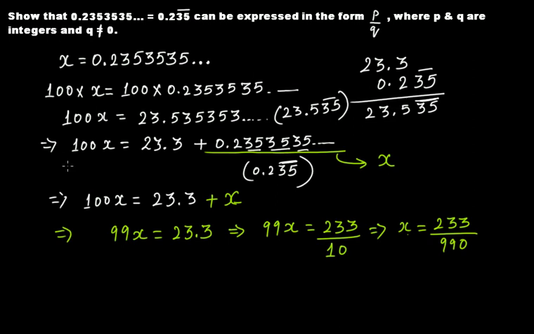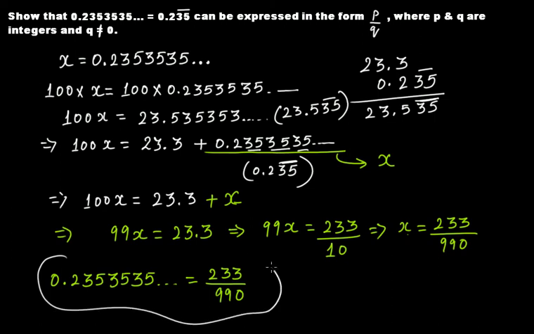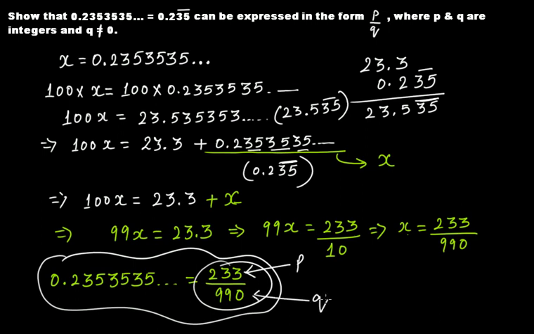x is 0.2353535 and so on. This is equal to 233 by 990. So basically this number, we have represented in the form of p by q, where p is 233 and q is 990.